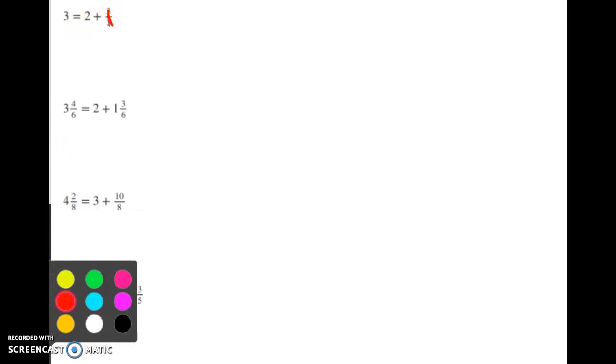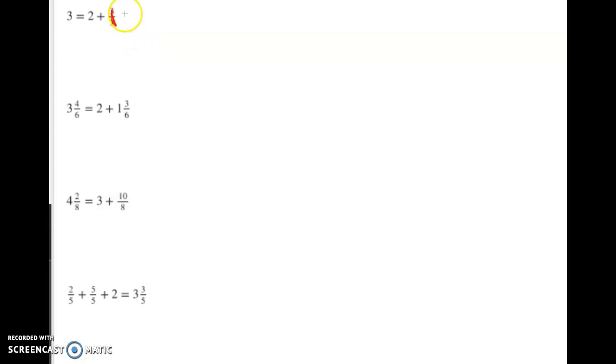All right, you had to decide if they were true or false. So the first one we have 3 equals 2 plus a third. Well, I know that 3/3 is the same as a whole. So 2 plus 1 is 3. So this first one was true.